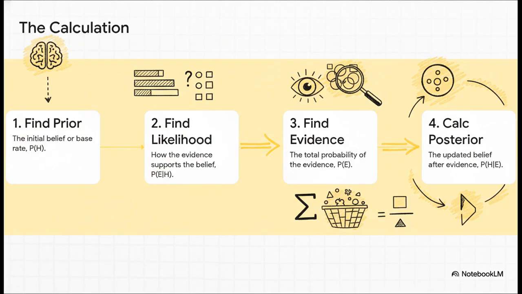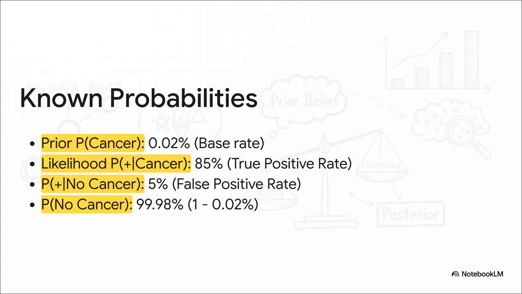And finally, we'll put it all together to calculate our new updated belief, the posterior. Easy enough? So here are the numbers from our problem. Our big question, or hypothesis, is: does this person have the disease? Our prior belief for that is just the base rate of the disease in the population, a super small 0.02%.